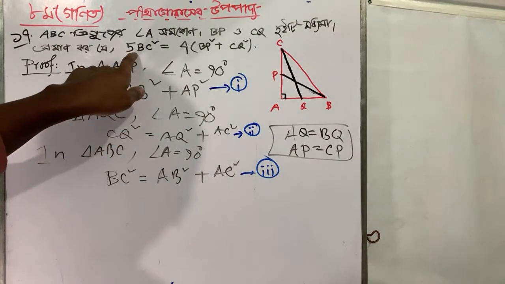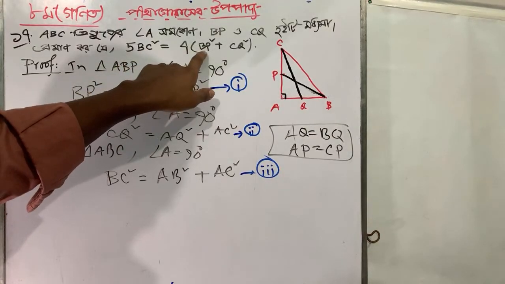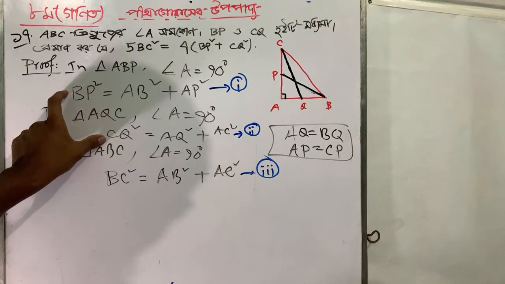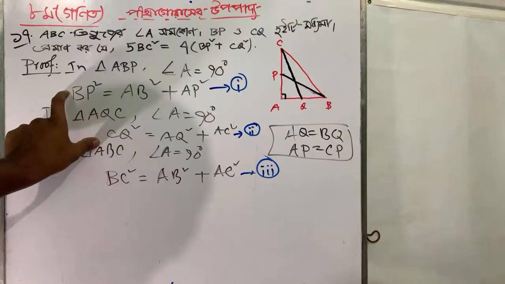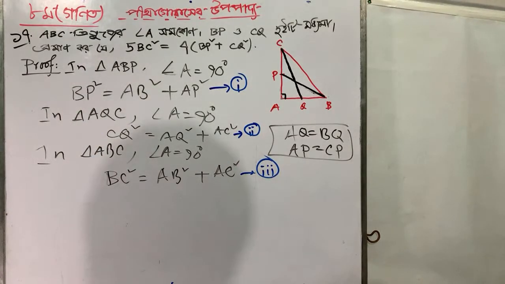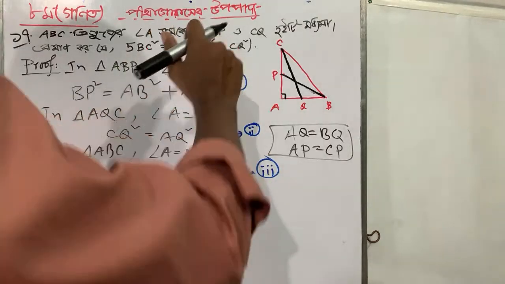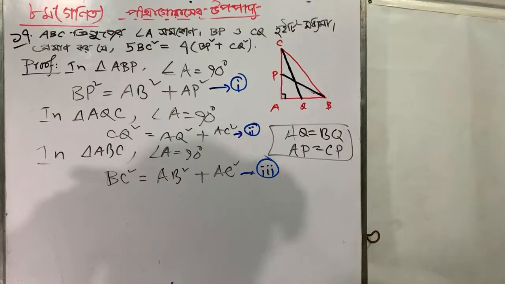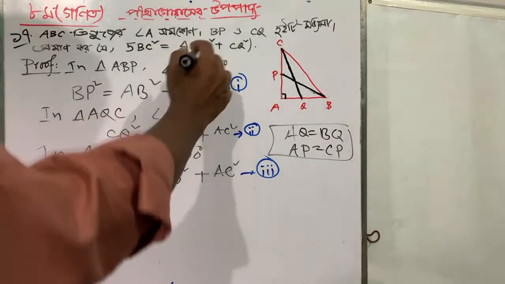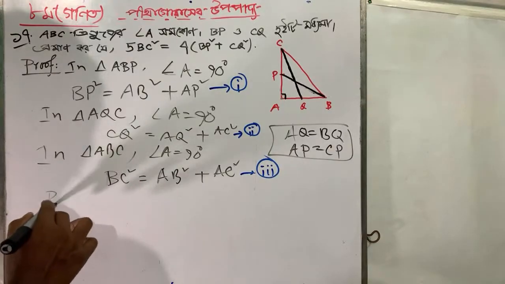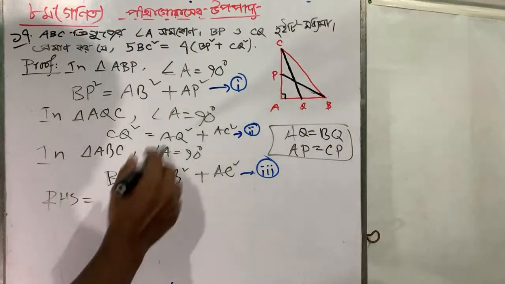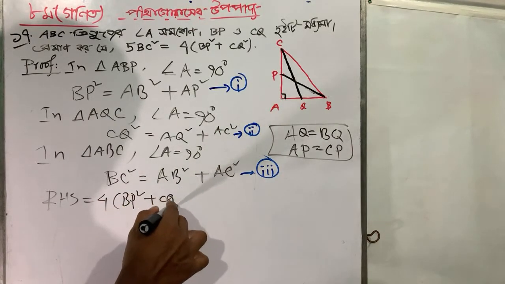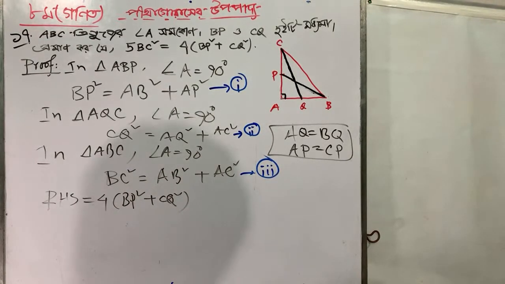Now we have to find out 5BC square is equal to 4 times BP square plus CQ square. So there is your BP and CQ, right? BP and CQ is here. So why don't we write the right hand side? And from the right hand side, we will prove the left hand side, okay? Let's write the right hand side first. So we have right hand side equal to 4 multiplied with BP square plus CQ square.